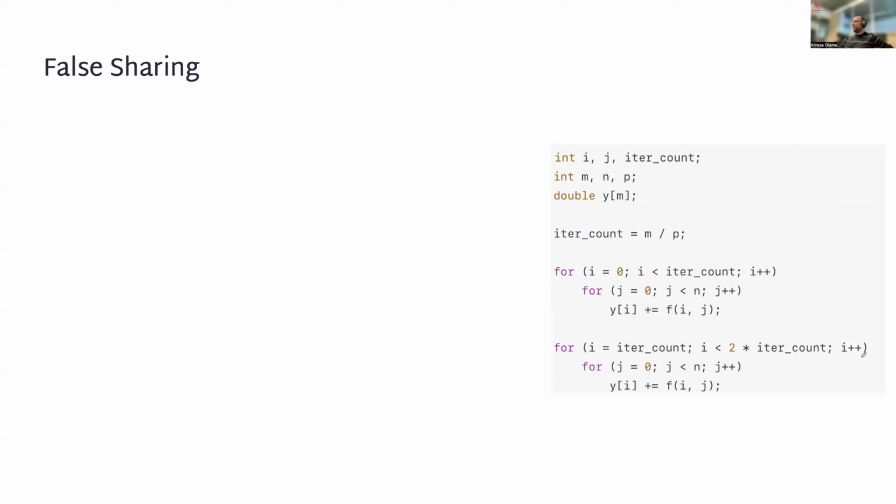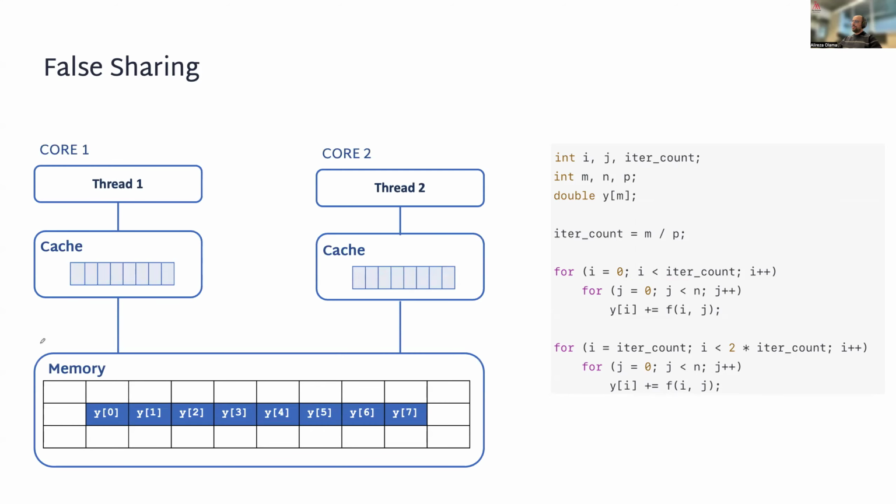So let's see how this false sharing problem happens. So we have our code, and this is assumed to be our hardware. So we have 2 cores here, core 1 and core 2. We have 2 threads, thread 1 and thread 2. Each core has a private cache, right? And here is our cache, and here is the memory. And we considered M here to be 8, right?